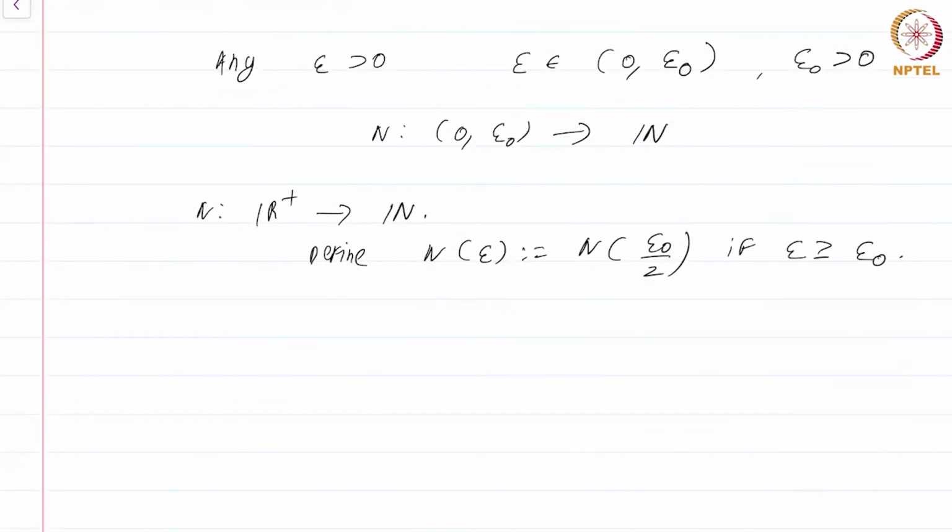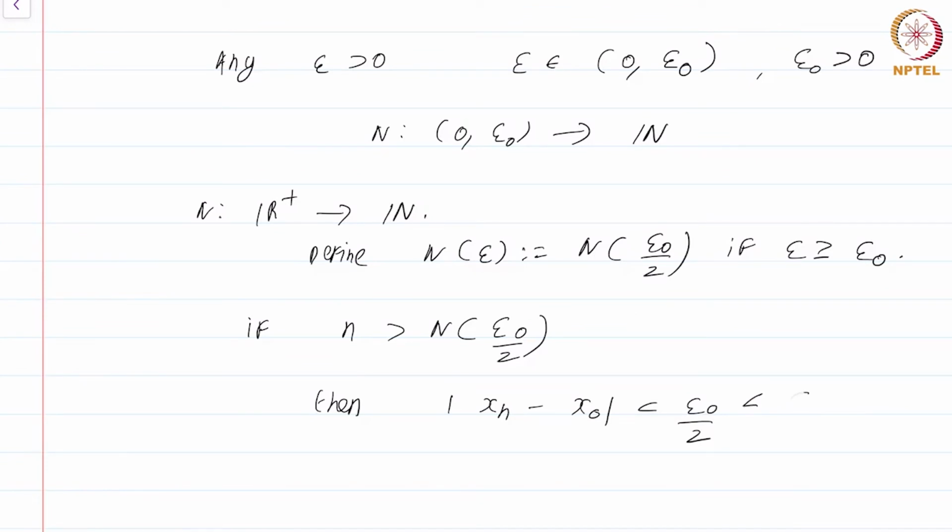Why does this work? Well, if small n is greater than N of epsilon naught by 2, then mod x_n minus x naught is certainly less than epsilon naught by 2. But if epsilon is greater than or equal to epsilon naught, this is certainly less than epsilon as well. So the definition of convergence is satisfied for this new function N from R plus to N.